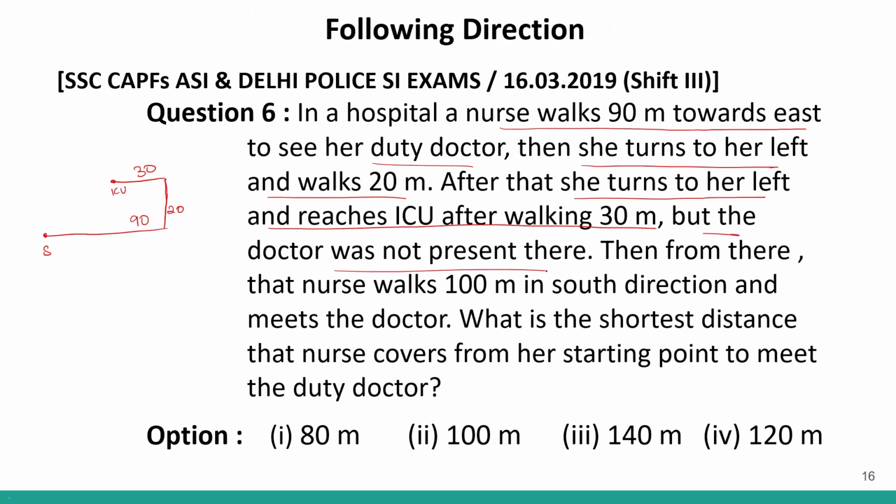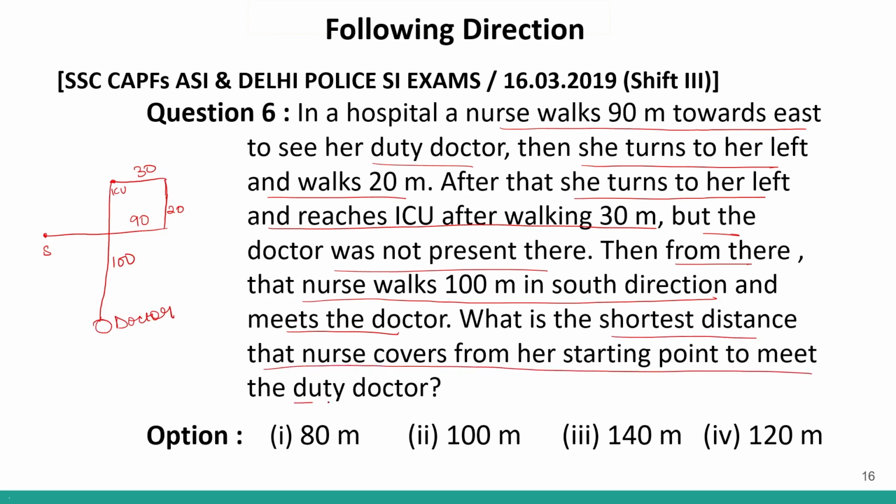But the doctor was not present there. So from there, the nurse walks 100 meters in the south direction. So from here, she is taking south direction 100 meters and she meets the doctor. So here she finds the doctor. We have to find out the shortest distance the nurse covers from the starting point to meet the doctor. So the shortest distance from the starting point to meet the doctor will be this distance.